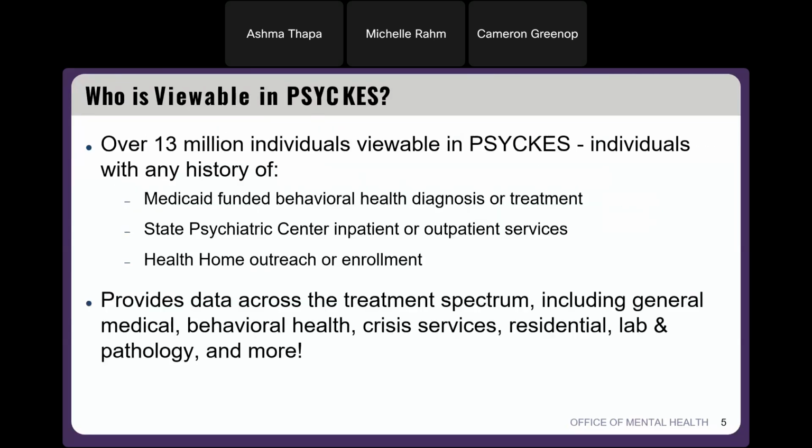We currently have over 13 million individuals viewable in PSYCKES. It includes anyone with a history of Medicaid-funded behavioral health diagnoses or treatment, state psychiatric center inpatient or outpatient services, or health home outreach or enrollment. If an individual falls within one or more of those categories, their data will be included in PSYCKES. And some examples of data you can find in PSYCKES include general medical information, behavioral health services, crisis services, residential support, and laboratory and pathology results.